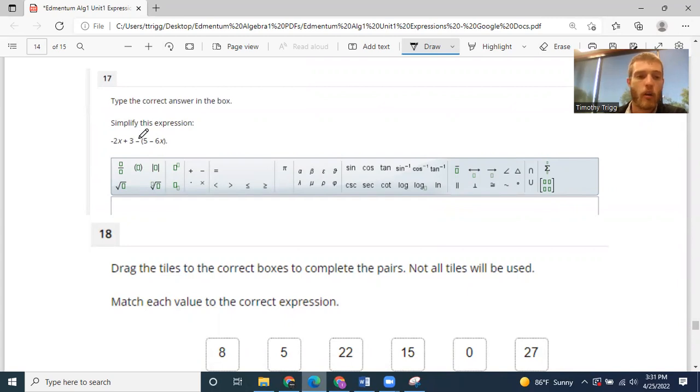Here, I want you to try this one on your own. Remember, this negative gets distributed to this parentheses, changing both their signs. So that's going to make it a negative 5 plus 6x, then combine like terms.